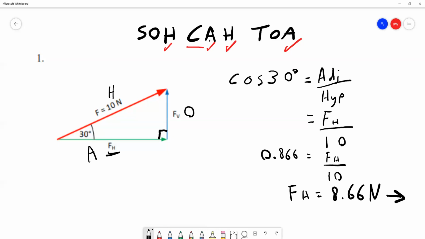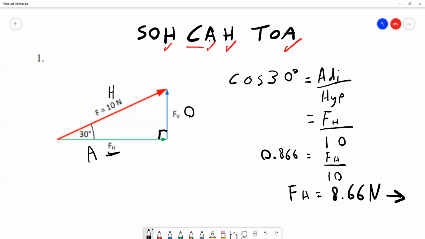So we draw an arrow here to indicate that. Or what we can also do is just leave it as 8.66 newtons, with the understanding that forces acting to the right are positive values and forces acting to the left are negative values. As long as it's clear in your working which convention you're using, you can write either.